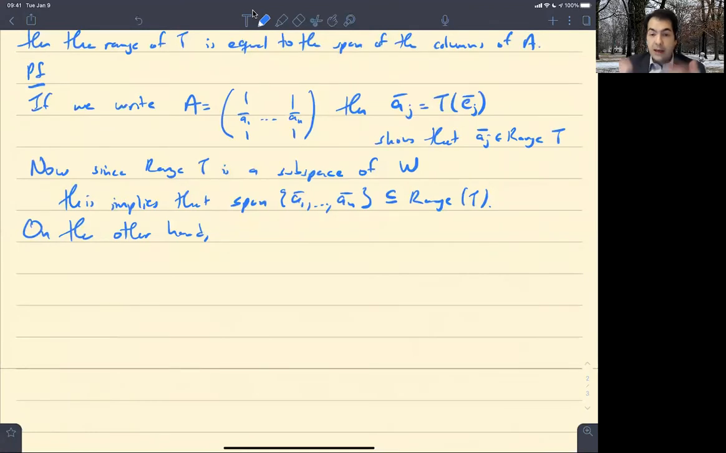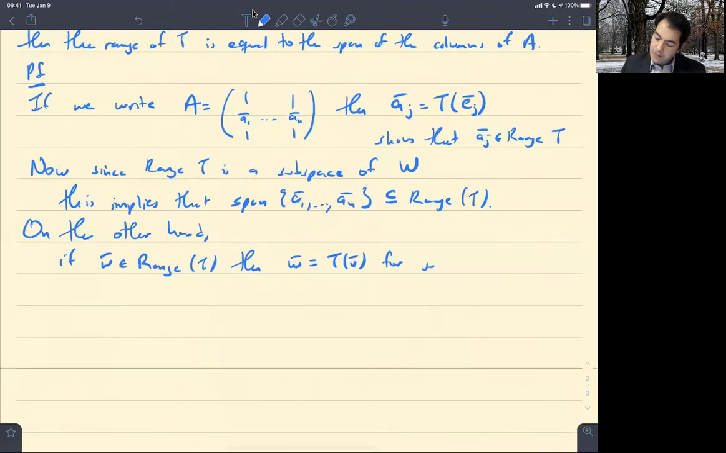So let's pick anybody in the range and let's show that it's in the span of the columns. So if W is a vector in the range of T, then W is equal to T of V for some V, and let's go ahead and say that its coordinates are V1 through Vn.